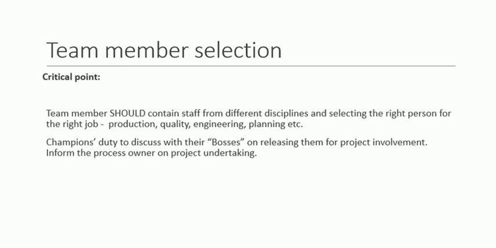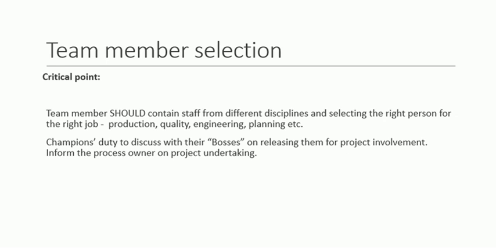So talking about the critical point of Six Sigma projects, it is the team member selection. Team members should be selected from all the disciplines of the organization. It should contain the staff, and it should select the right person for the right job. Such as if we are working in production, we will select a staff member from production. If we are working in quality, then we will have a staff member from quality. So every department should have its related person working on the Six Sigma project and improvement processes.